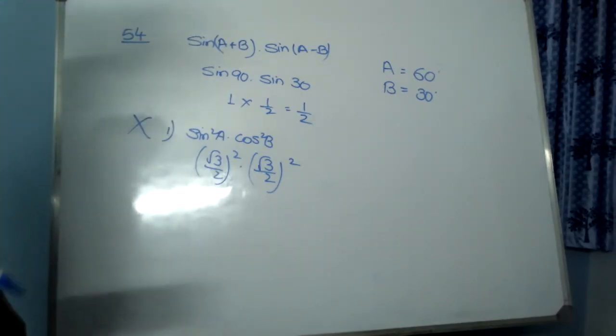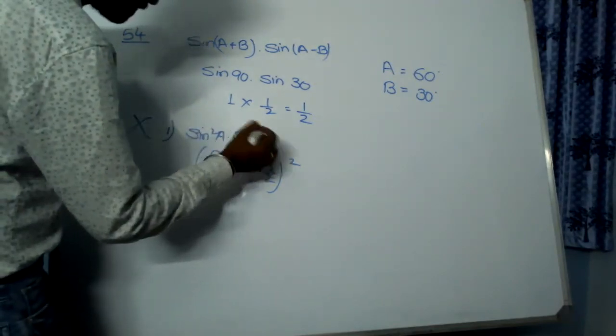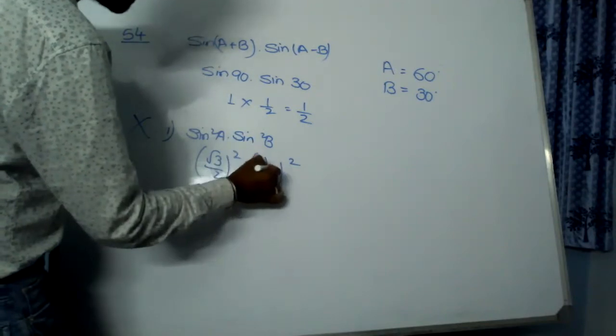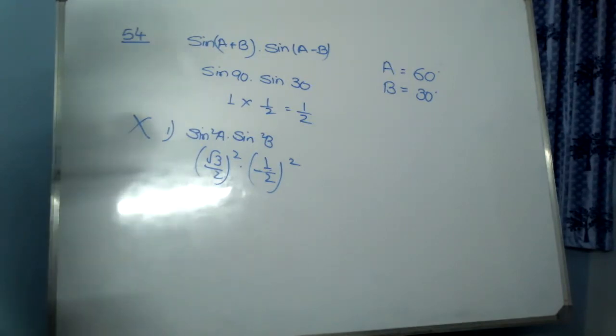Then the second is sine square A into sine square B. This time I'll put sine square B. That changes to sine 30 square, that is 1 by 2 square, and again it looks like I'm going to get 3 by 16. That's not close to 1 by 2, right?